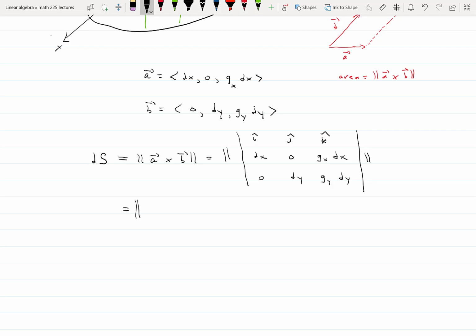I'm looking at the length of the vector, and let's perform this computation. If I cover up the first column, I'm going to have 0 times g sub y dy minus g sub x dx dy. If I cover up the second column, just taking the dot product, you can verify this by stopping the video and taking a critical look yourself if you'd like. You don't have to go at the pace that I'm going.